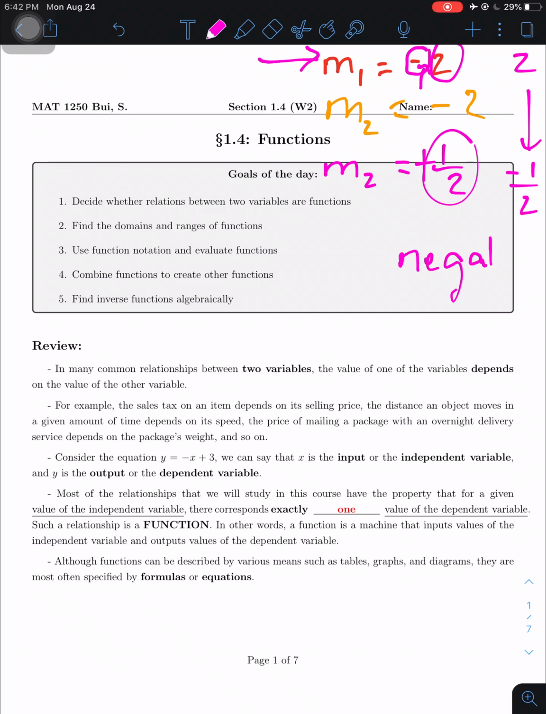Let me put this word in here, negate. Negate for negative, by the way. Okay, so that's enough talking about 1.3. Let's talk about 1.4, functions.